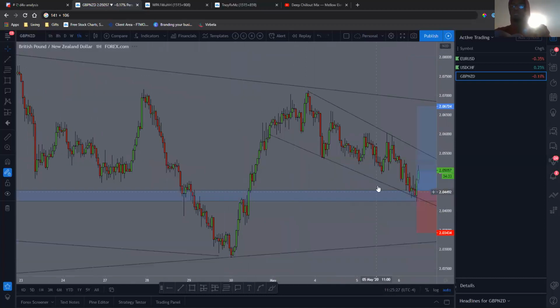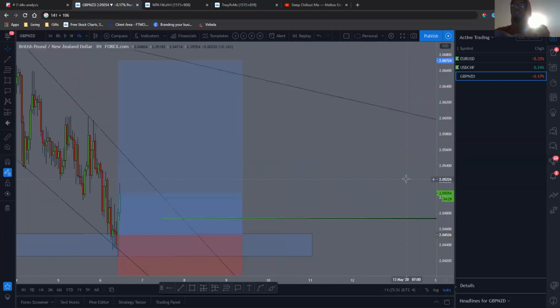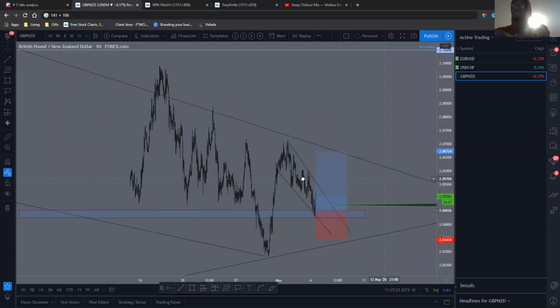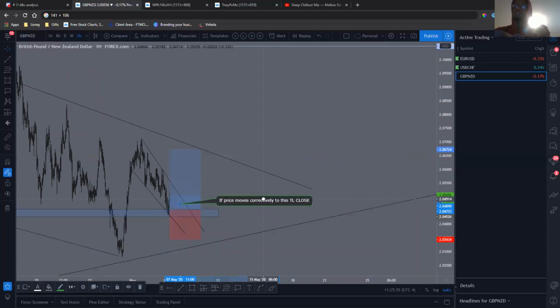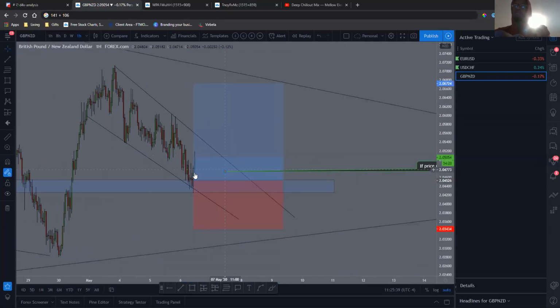We got up to the 1-hour. So what I'm checking for is if price is moving up correctively to the top of this pattern. If it moves correctively up to this trend line right here, I'm looking to close the trade immediately.